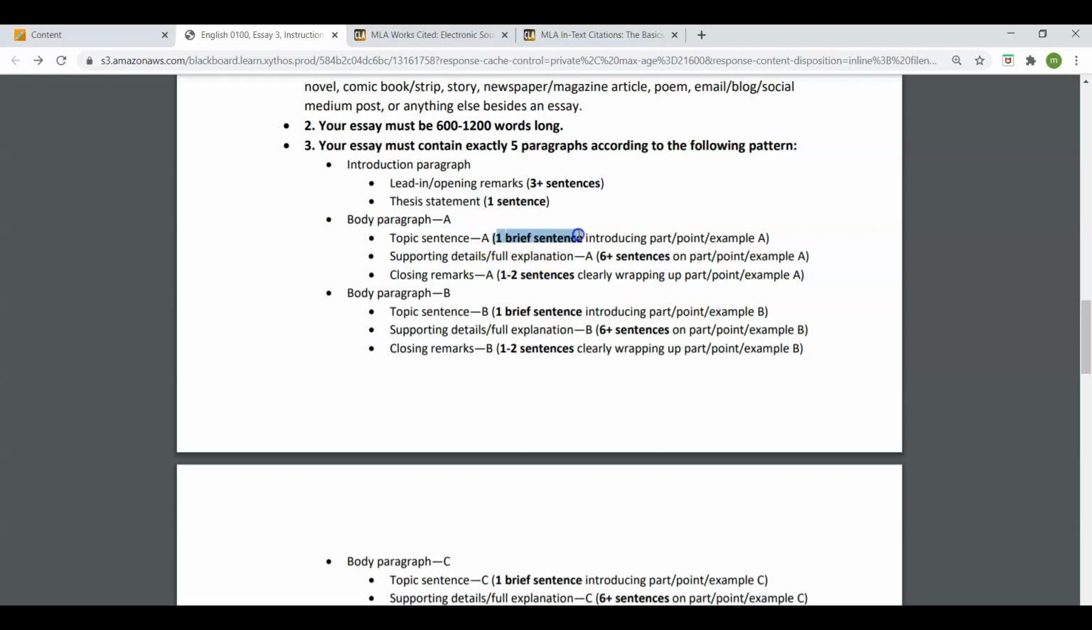You begin with one sentence. You follow it with 6 sentences to support that sentence, right? We give lots of details on that thing you're talking about. And then, that's not the end. Then you close with 1 or 2 sentences, right? And that's it. So really, it's a minimum of 8. A brief topic sentence, 6 sentences of detail, that's the minimum, and then 1 closing sentence. So it's a minimum of 8 sentences.